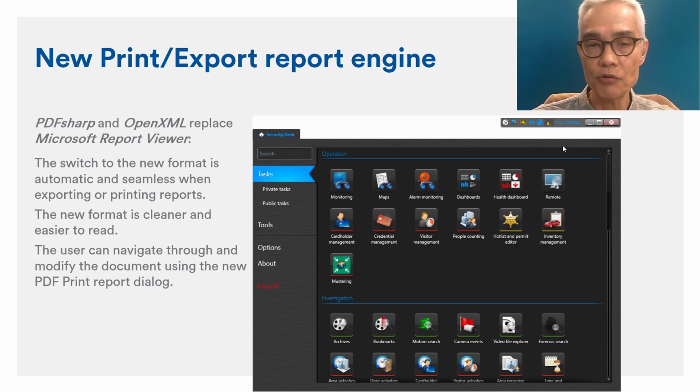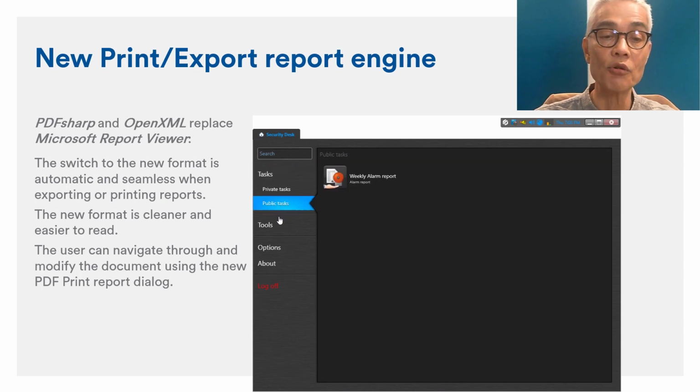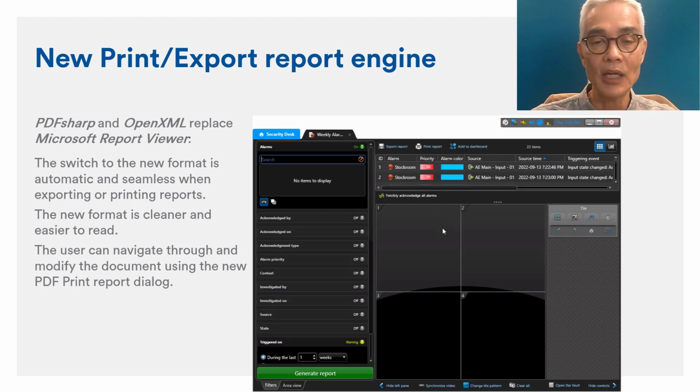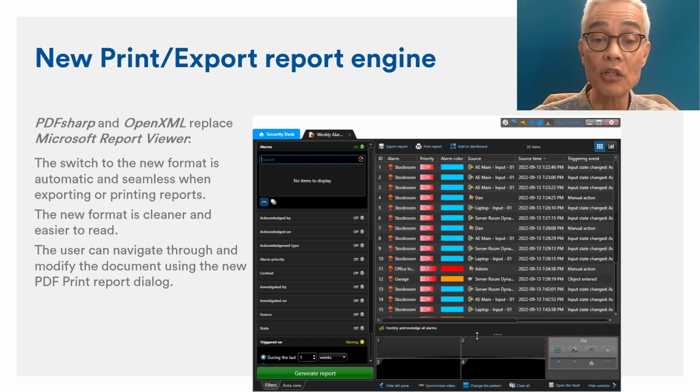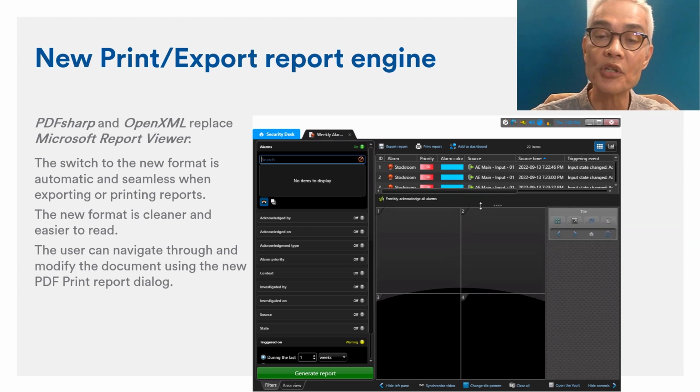So I'll just show you what that looks like. I'll need a report to run. So if I go into my Security Desk's public tasks, I do have a regular report that's been saved, my weekly alarm report. And by opening this report, I then find a list of all of the alarms that had been triggered over the last week, along with the detail associated to those alarms.